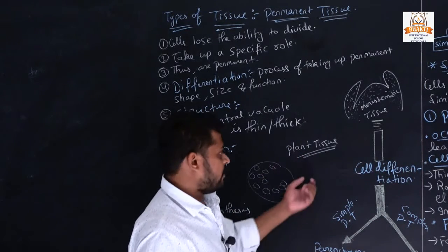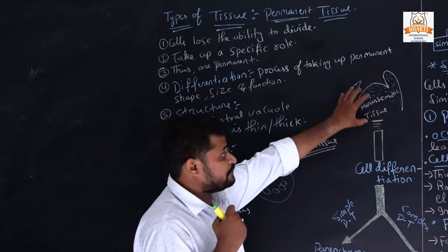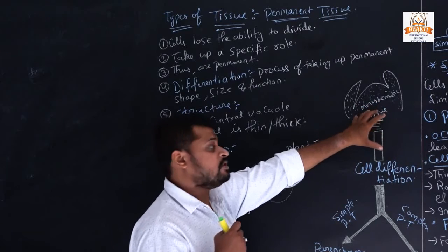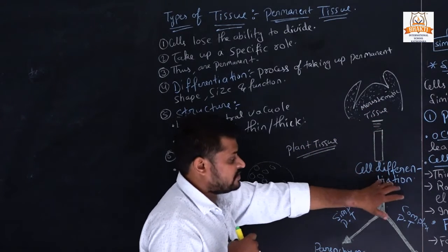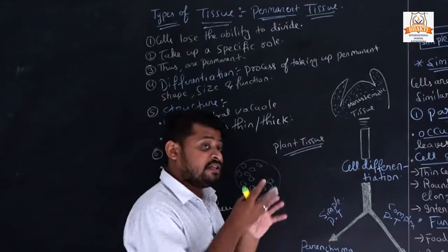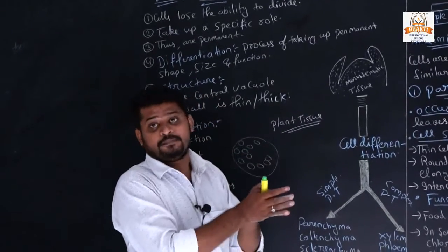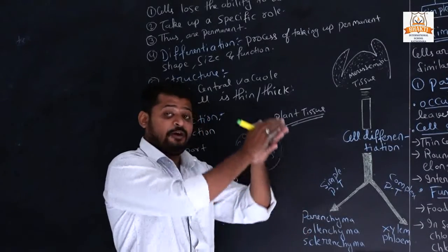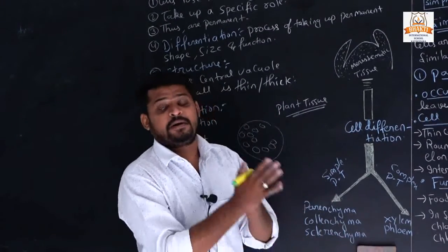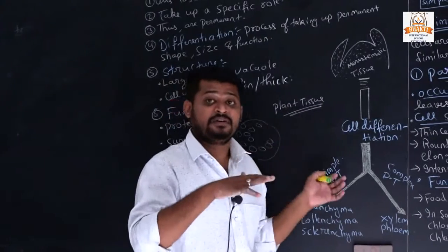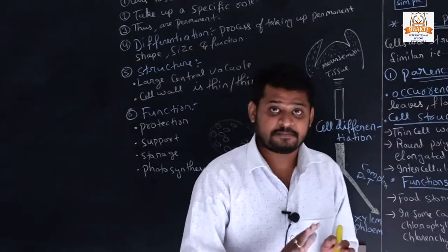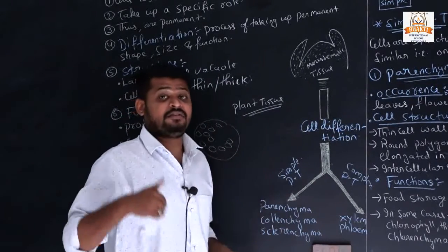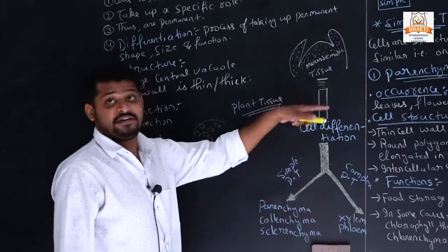Here we have plant tissue, in which there is meristematic tissue. After some time some meristematic tissues will stop cell division, and then they change from meristematic tissue to permanent tissue. At the start all the cells are meristematic, but after some time, when some cells stop cell division, they convert into permanent tissue.